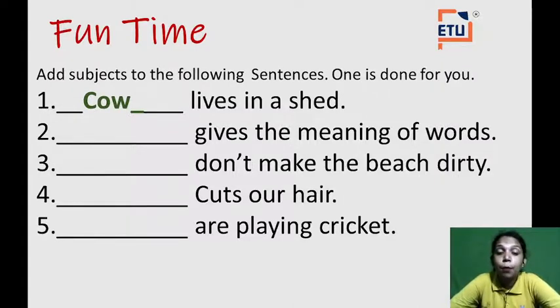See, there are some more sentences. There are 4 sentences. We just need to provide a subject related to that sentence. We cannot write, let's say, a dog lives in a shed. Does that make sense? No. But if we write cow lives in a shed, it makes sense. So who lives in a shed? The cow. So what is a cow? Cow is nothing but a subject.